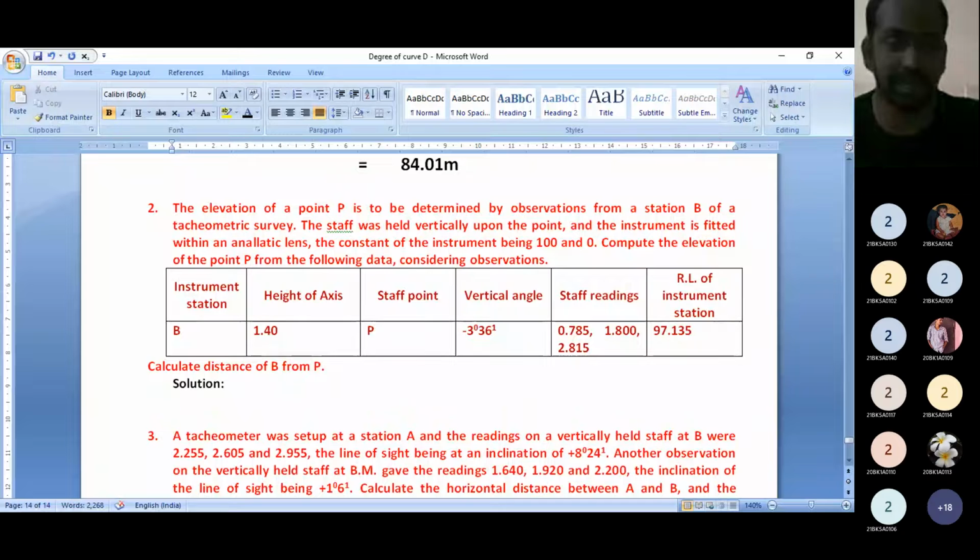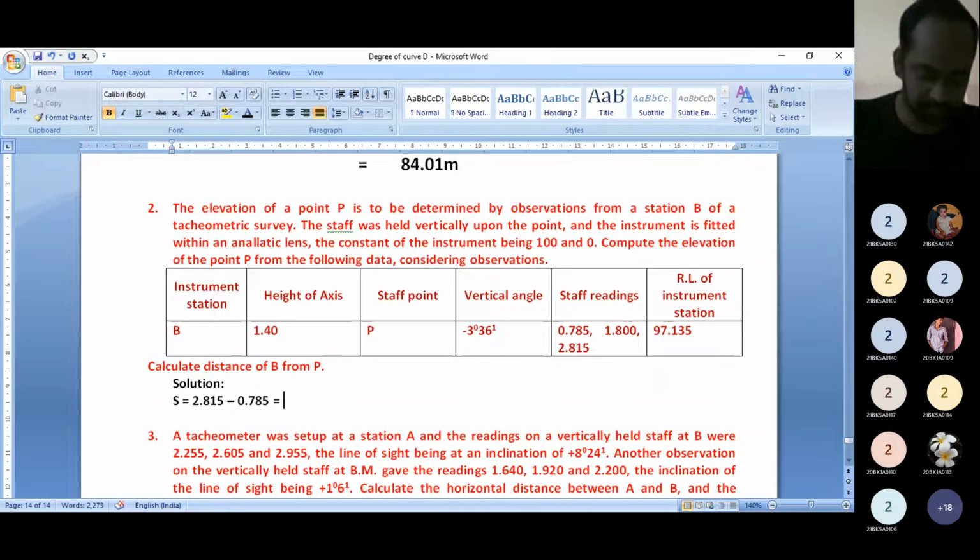So do calculate here. First calculate the S value. S is equal to top reading minus bottom reading. Okay na? So 2.815 minus 0.785, that is equal to, what is the S value here? 2.030 meters. S is here.